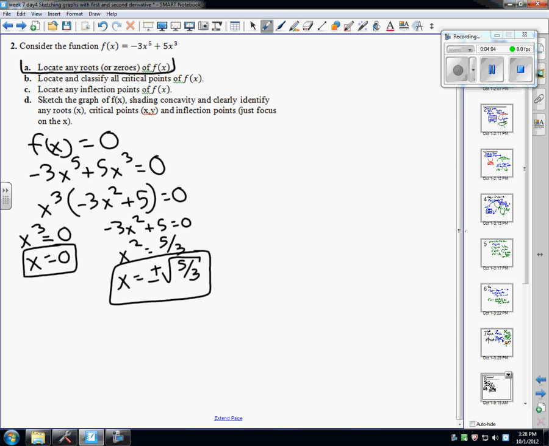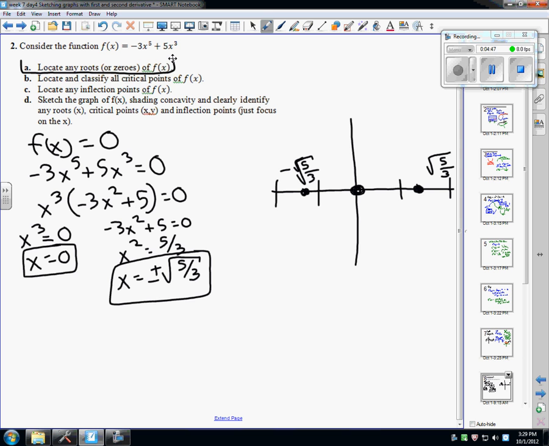Okay? On my graph, I already have one at 0. The square root of 5/3 on a calculator is about 1.29, so it's right around there. That's going to be the square root of 5/3. And over here at negative 1.29, right around there, is my other root. That question, A, is only about the function itself.